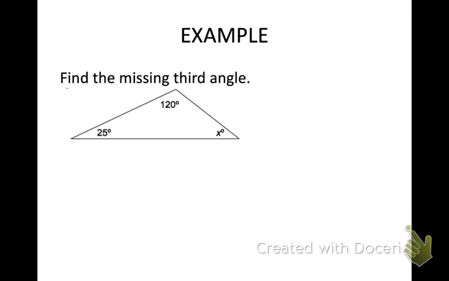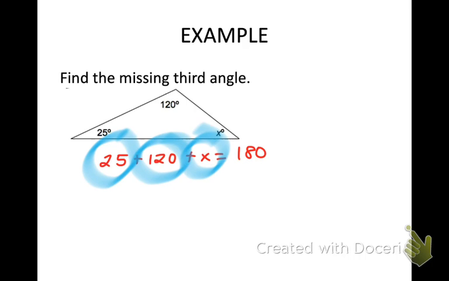You guys remember what we were doing yesterday. Now I'm going to just practice writing out the equation, so when we get to the algebra part, it's a little bit easier. So we would do 25 plus 120 plus x equals 180. Make sure that it's clearly 1, 2, 3 angles being added together when you equal it to 180 degrees.